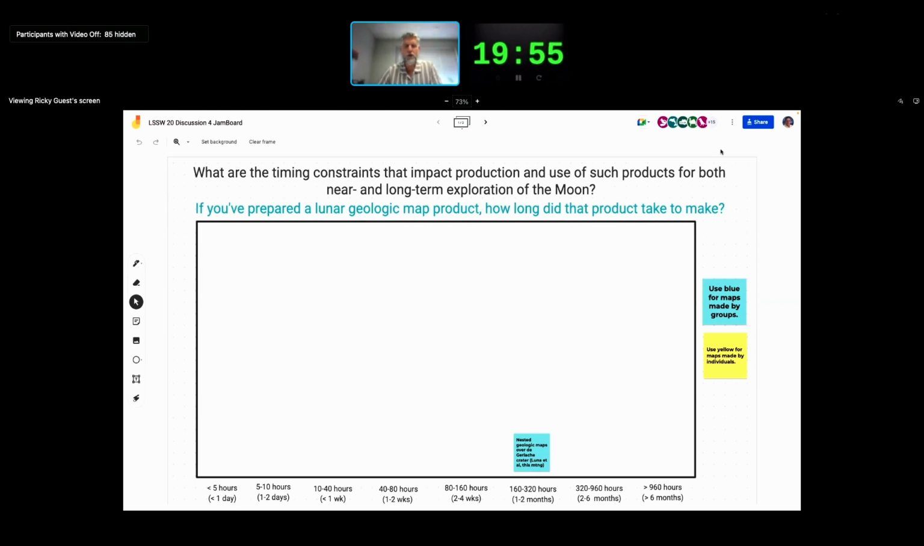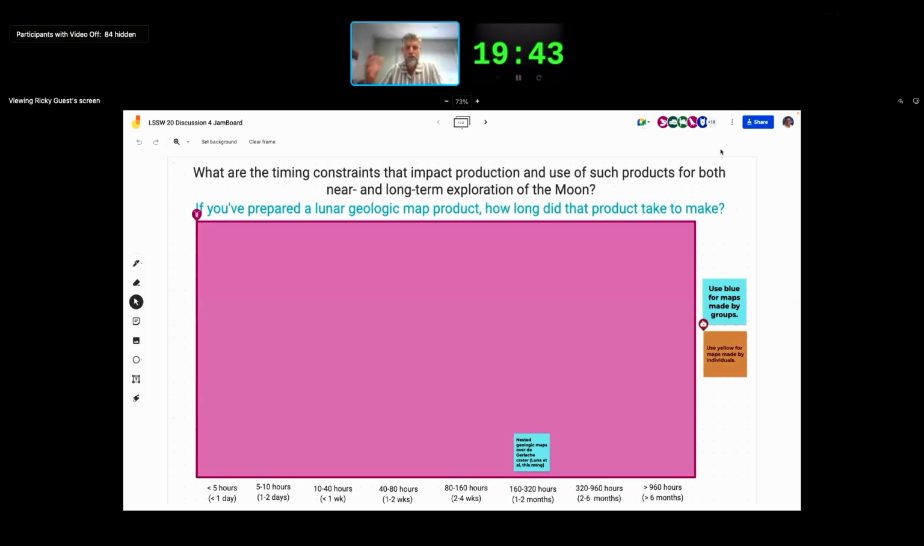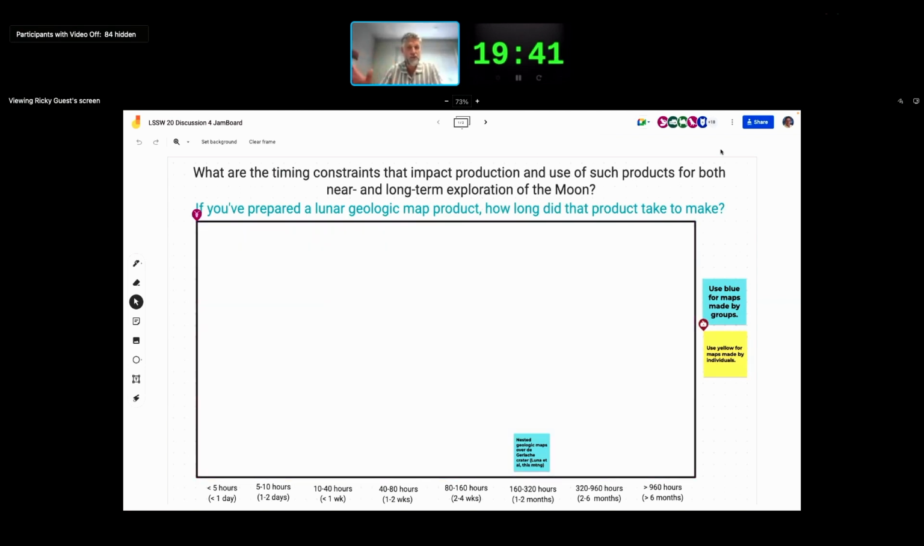And here we're talking more about beyond Artemis 3. So let's get in the frame of mind where we're talking about things that are further down the road. But to get at that information, if you prepared a lunar geologic map product, even if it's not a geologic map, or if it's a postage stamp area, or if it's a geologic map, what we really want to know is how long did that product take to make? And if you have any notes about the things that were potential hangups, and how that went.